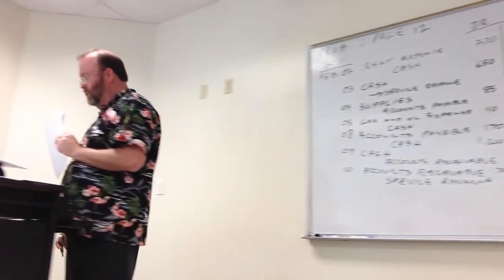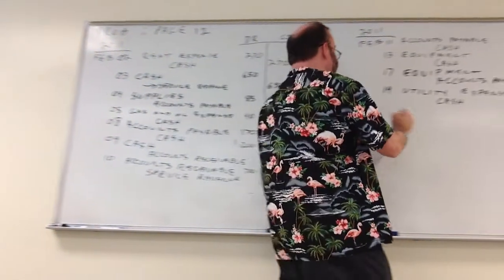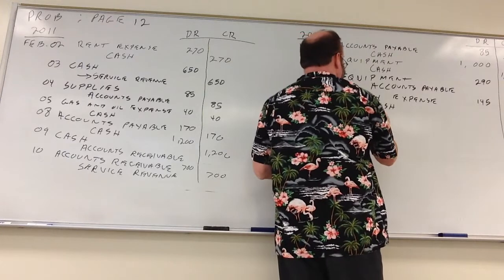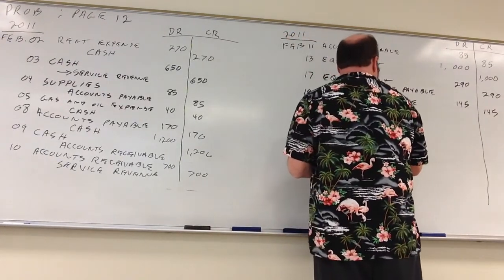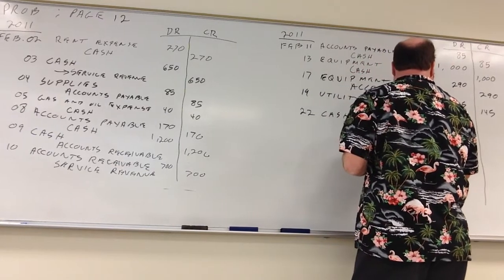On the 22nd, we received payments for one month's services from customers previously billed. $500. What's the debit? Cash. Yeah, because cash, the asset, is going up and accounts receivable, another asset, is going down.